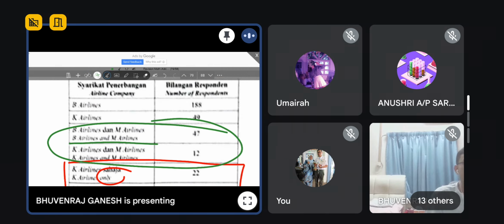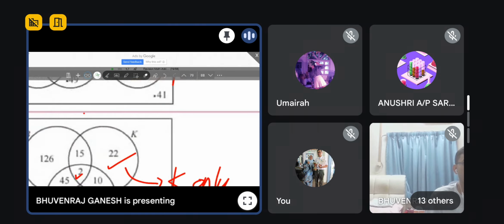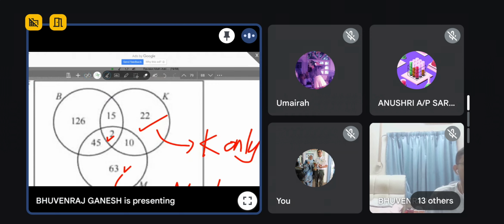So B airlines and M airlines is 47. So you refer to the Venn diagram. B and M is 47. Okay guys. So it means that this whole circle, seluruh bulatan ni, is 47. That is the value. Don't put 47 inside here. Wrong. You must put it under the whole circle of intersection between B and M, which is this green color thing. Do you all see it?